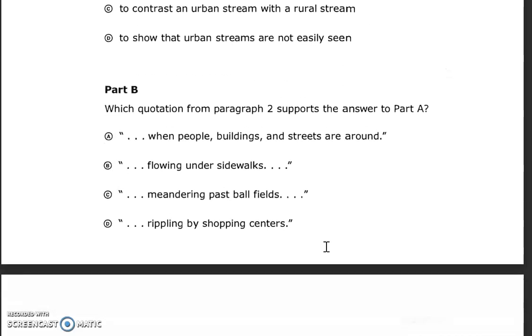Part B. Which quotation from paragraph 2 supports the answer to part A? A. "When people, buildings, and streets are around." B. "Flowing under sidewalks." C. "Meandering past ball fields." D. "Rippling by shopping centers."